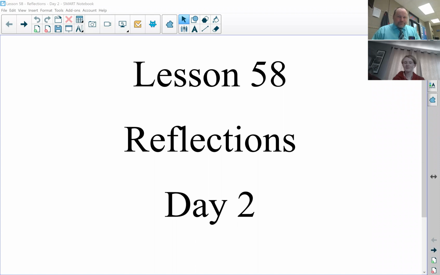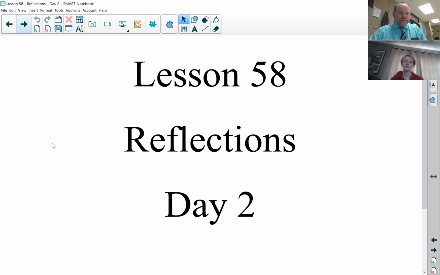So here is today. Today we're going to do the second half of 58, and that lesson is on reflections. There are two types of reflections that are talked about. The one that we talked about in intermediate algebra was a reflection over the x-axis, which happens when you just take the opposite y value. The other one is a reflection over the y-axis when you take the opposite x value. And again, the day one notes cover that pretty well.